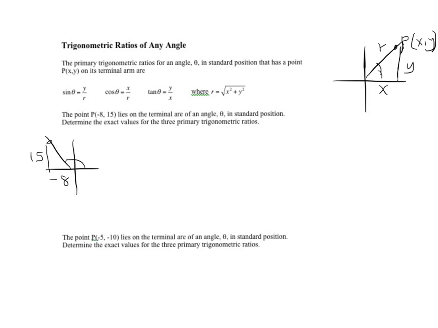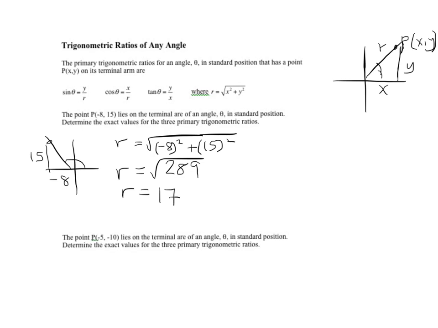And that's just the Pythagorean theorem. r is equal to the square root of (-8) squared plus 15 squared, which is the square root of 289. 289 happens to be a perfect square, so r is equal to 17. Sometimes you'll just have to leave it as the square root of something. If it's not a perfect square, just leave it rather than changing it to a decimal number, but that comes out to a whole number, so we'll use that for r.